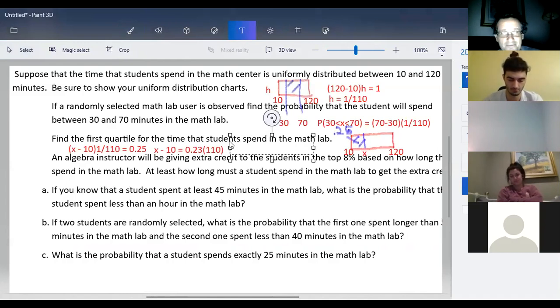So you put 0.23 instead of 0.2. Oh, sorry, that was a typo. Sorry about that. Thanks for letting me know.